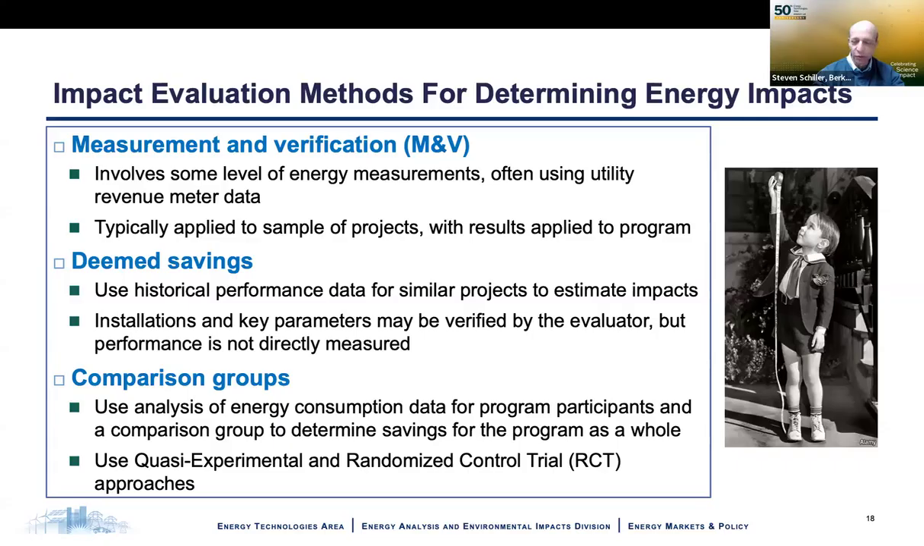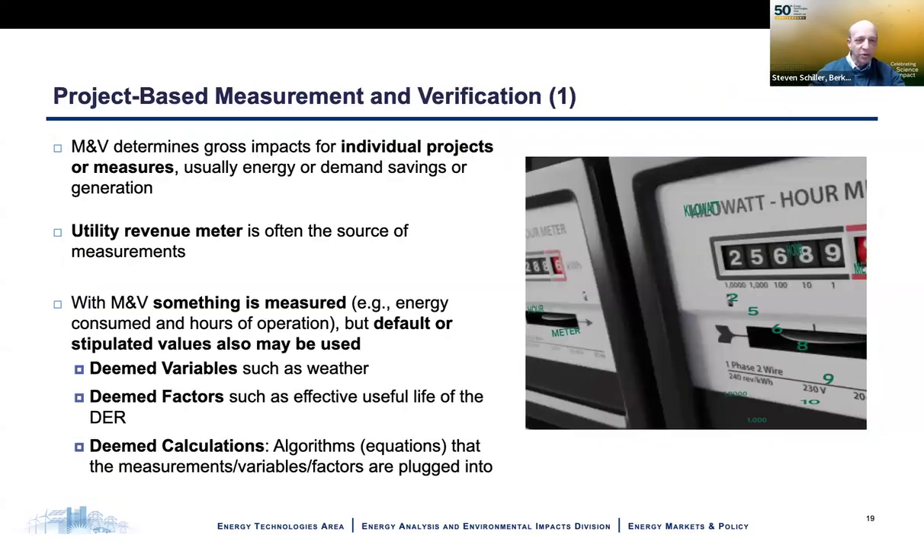This is the really preferred approach, but often difficult to implement, of using analysis. This is what many of us think of, say, for example, with drug trials or testing out control groups. So I got a slide or two on each of these for you. So this project-based measurement and verification determines gross impacts. It's a method for doing gross impacts. Usually involves the utility revenue meter for getting the data of the source of, say, what the energy consumption is in the factory or the home or the commercial building. And basically with this M&V, this measurement and verification, something's measured.